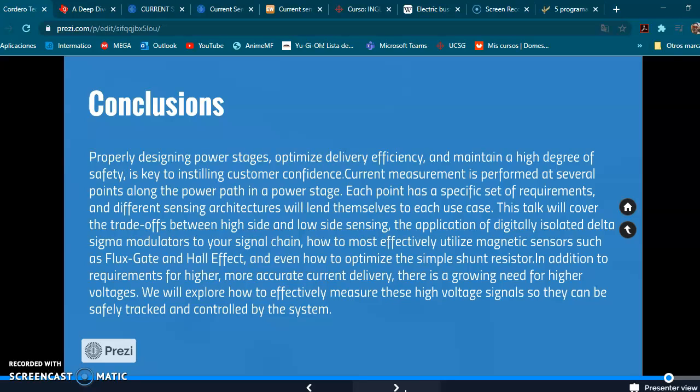The application of digitally isolated delta sigma modulators to the signal chain, how to most effectively utilize magnetic sensors such as fluxgate and Hall effect, and even how to optimize the simple shunt resistor. In addition to requirements for higher, more accurate current delivery, there is a growing need for higher voltage. We will explore how to effectively measure these high voltage signals so they can be safely tracked and controlled by the system. Thanks.